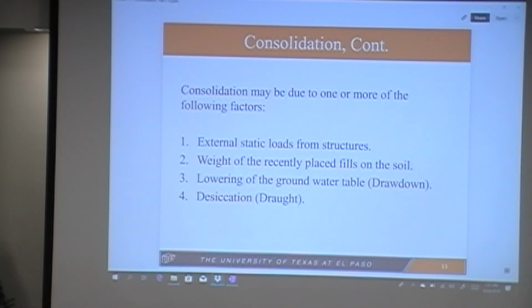Now why does consolidation happen in the field? It could be associated with external static stresses, that could be the overburden pressure, or the static stresses associated with the weight of the structure. The weight of recently placed fill on the soil, that would be an embankment, for instance, a highway embankment. Lowering of the groundwater table, we talked about the drawdown effect. Remember the changes in the unit weight of the material at the back end of dams. And ultimately desiccation or drying. In very simple terms, any time that you see a change in the equilibrium in the system, if you mess up the equilibrium, you see changes in the deformations. So these are all going to be transferred into the material.